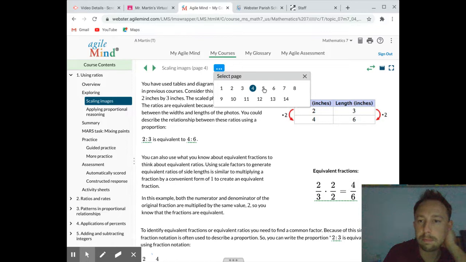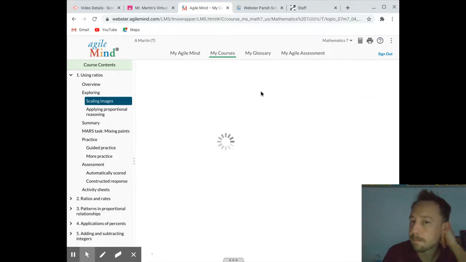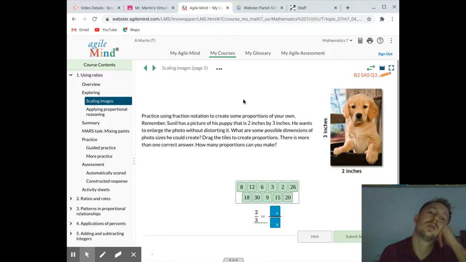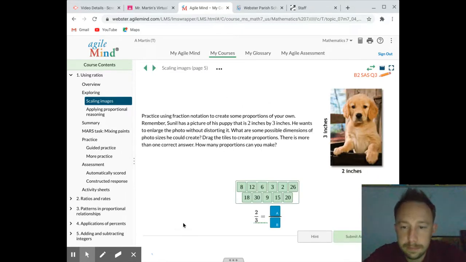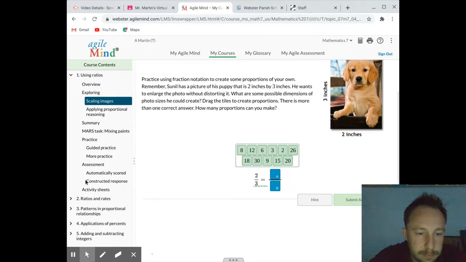And we're going to page 5 in our Agile Mind curriculum. So let's look at what this says. Let's get someone that hasn't read yet. Namar, will you read this?